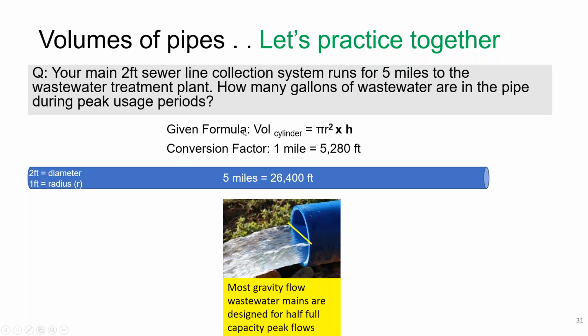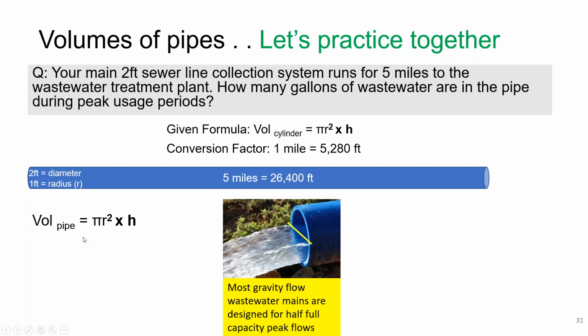So we know from our formula sheets that the volume of a cylinder is pi r squared times height. We also know that our conversion factor is 1 mile is equivalent to 5,280 feet. Write it out by hand, so you know what you're dealing with. You can also draw a schematic, so you know this pipe runs for 5 miles, and 5 miles will also be equivalent to 26,400 feet. We have our pipe diameter as 2 feet, therefore our radius is 1 foot.